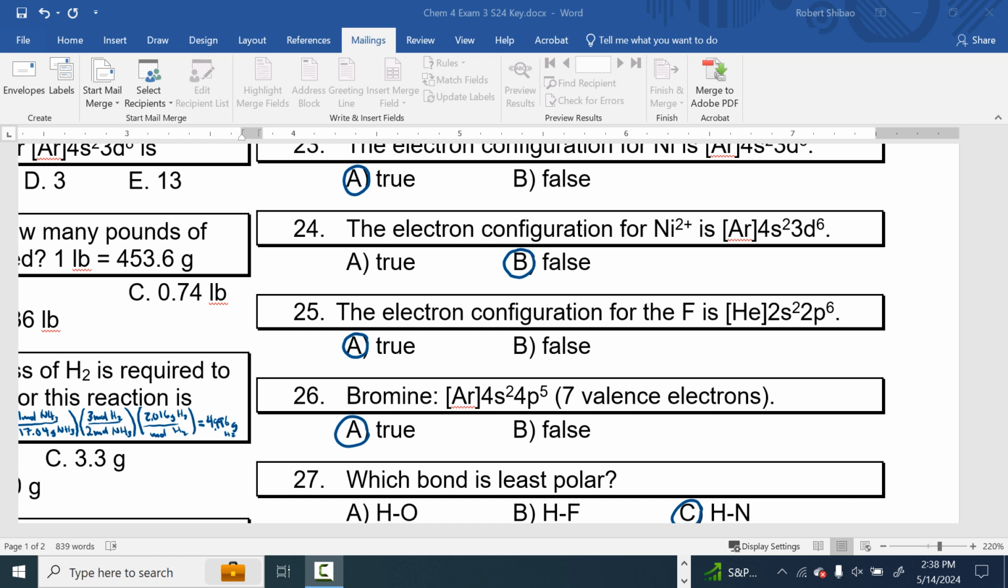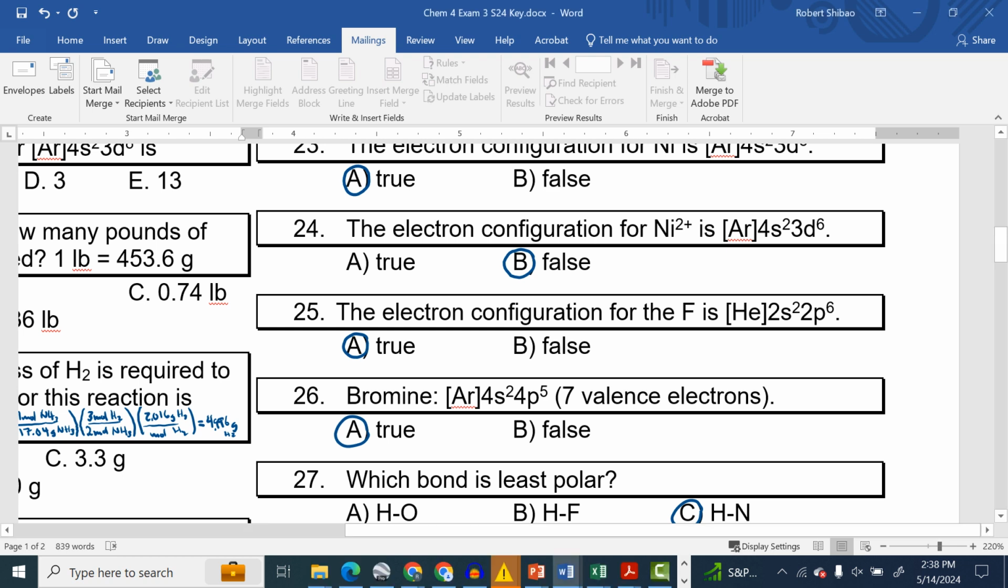I changed it from fluoride to fluorine, but I didn't change this. But it's all right. This is actually false. So if you put down false for this one, then I'll give you two more points. Okay, so take a look at your test, number 25.